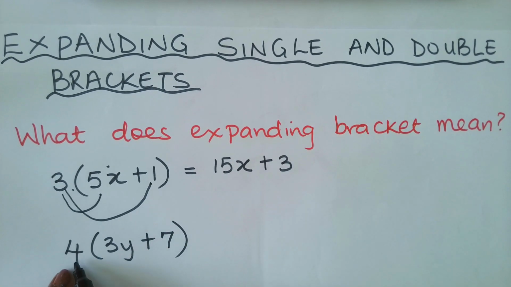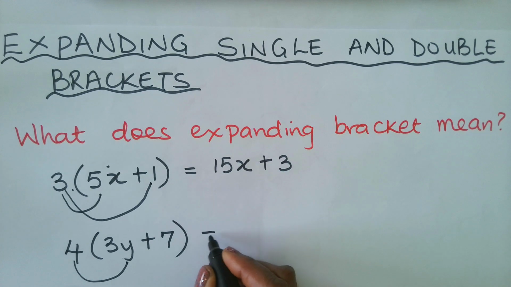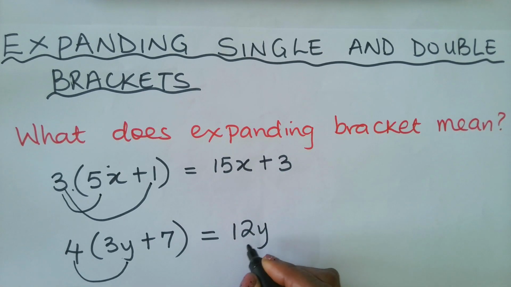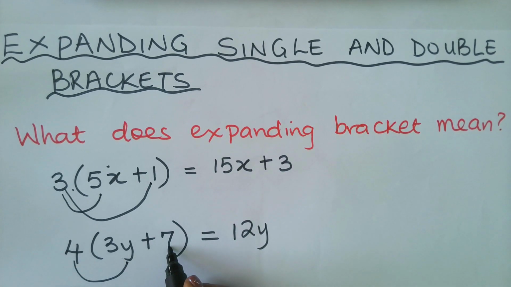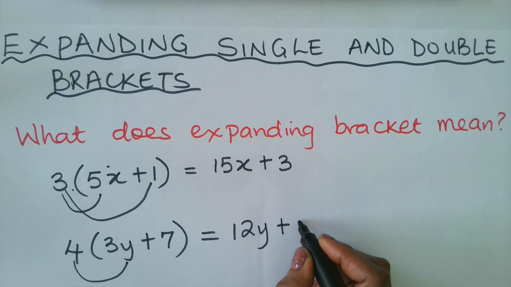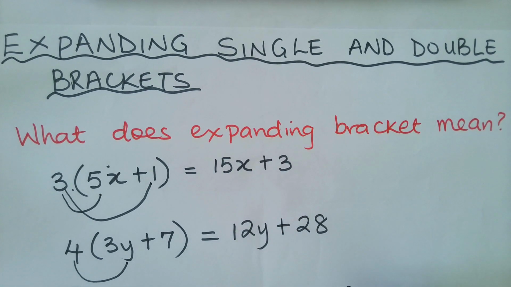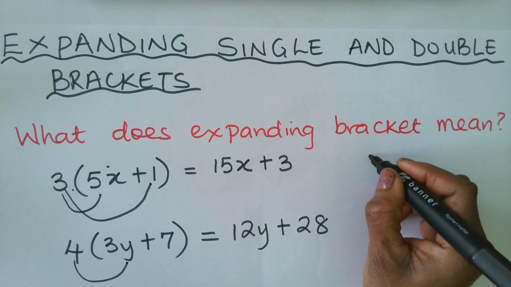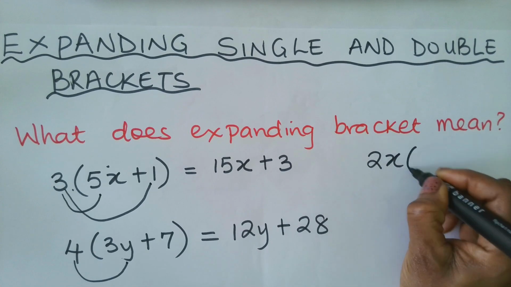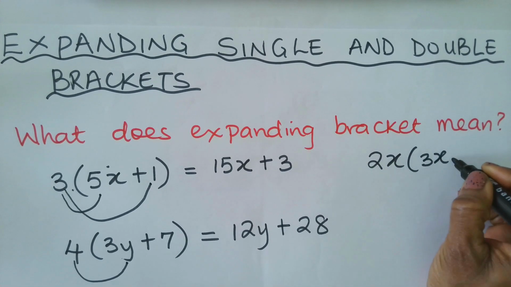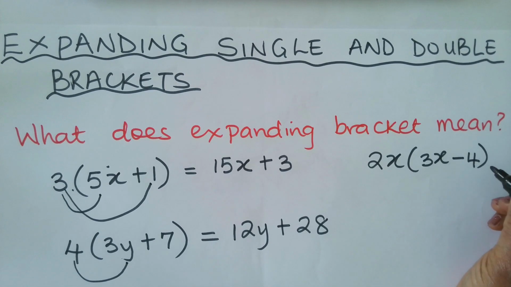We're going to use the number on the outside to multiply this one. So 4 times 3y will give me 12y. 4 times 7 will give me plus 28. We look at this number again: 2x in bracket 3x minus 4. Now we're going to be very careful with negatives.